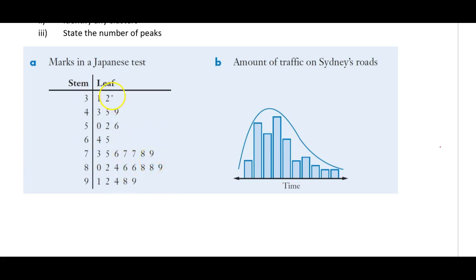So it looks to me as though we've got this sort of thing going on, which looks like a negatively skewed distribution. So this looks to me to be a little negatively skewed. That's the first part. From there, let's say negatively skewed.